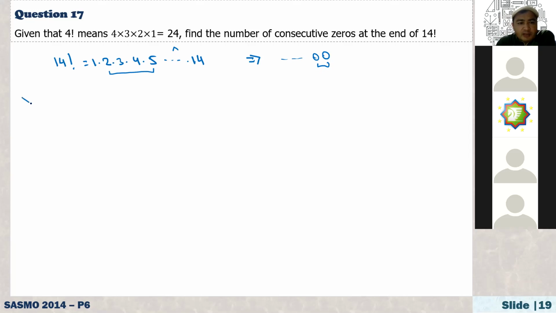Okay, guys, if I ask the same question, instead of this 14 factorial, if I write, for example, 26 factorial, what will be your answer? Think, I'll give you 1 minute. If you just multiply, how many consecutive zeros are there at the end of 26 factorial?